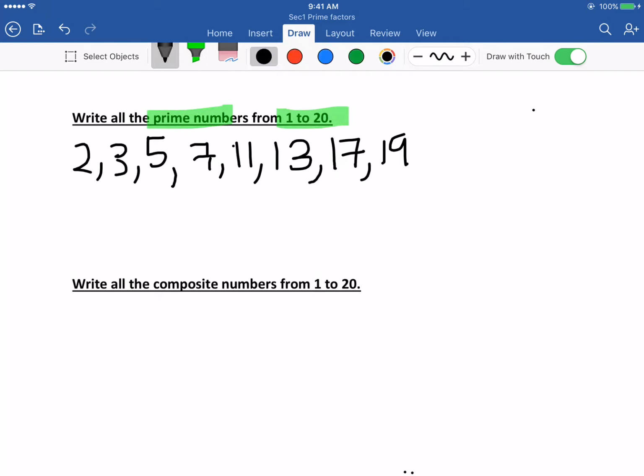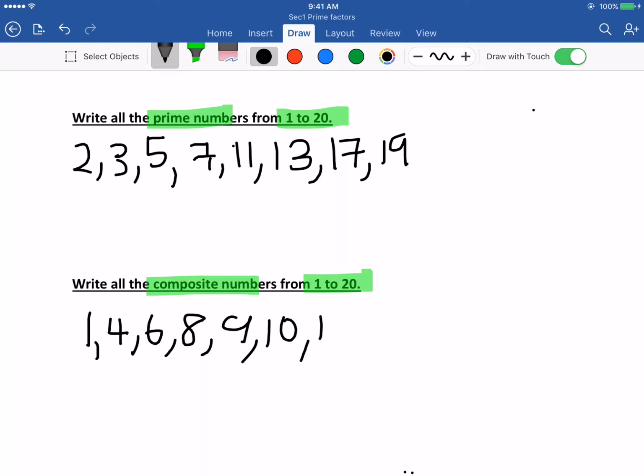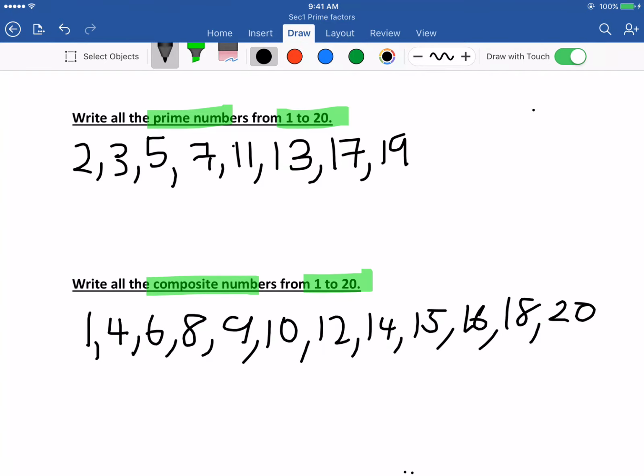Okay, the next one: what are all the composite numbers from 1 to 20? The smallest will be 1. As long as it's not a prime number, it will be a composite number. 1, 4, 6, 8, 9, 10, 12, 14, 15, 16, 18, and 20. These are all your composite numbers.